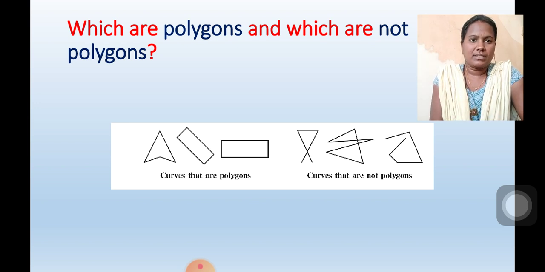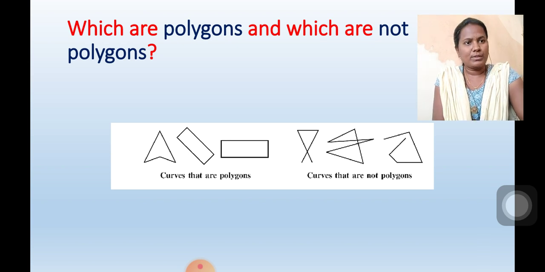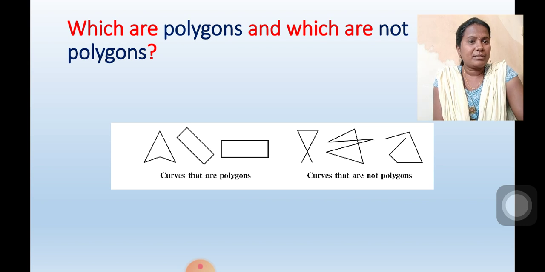So the first 3 figures, if you observe, these are the curves that are polygons. And the second 3 figures, these are the curves that are not polygons. Yes, so if you observe the first one, it is crossing itself, but it is not closed. It is made up of only line segments, but it is not closed, right? And it is not a simple closed curve.